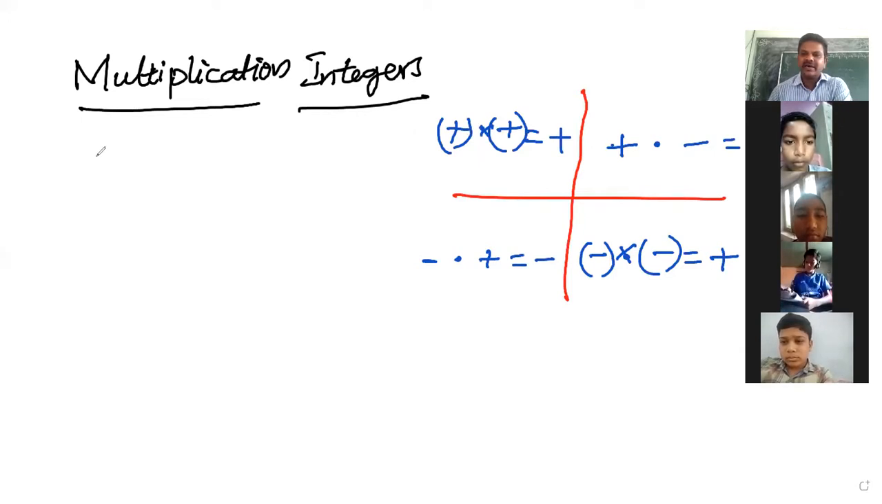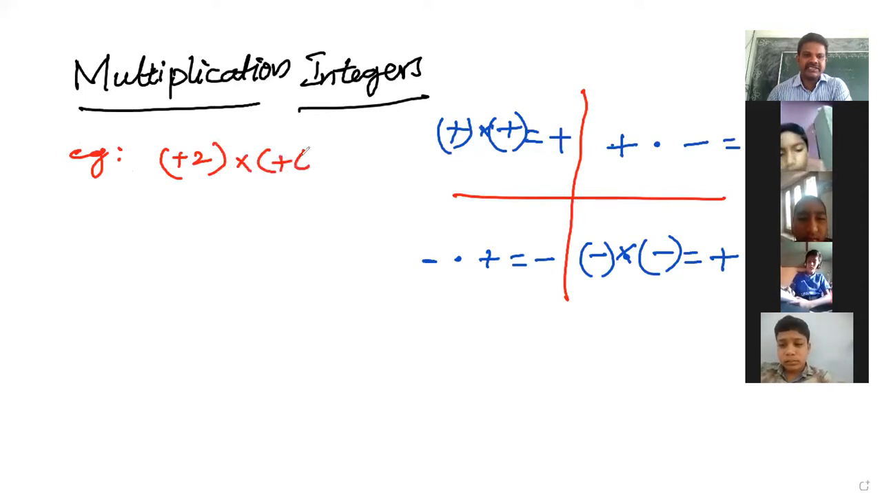So let us understand by taking examples. One example is multiply plus 2 and plus 6. So it belongs to the first case, the room number 1.